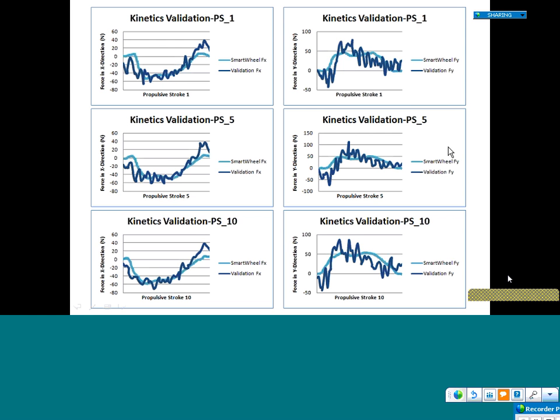So in review, I am taking one component of the smart wheel data, the f of x, and I'm calculating a torque. I'm driving the model by the torque and by the kinematics, and then I am looking at the resulting contact forces at the hand, the contact forces between the wheel and the hand. The resulting contact forces in the x direction should match up exactly with the smart wheel f of x, because the smart wheel f of x is used to derive the torque.